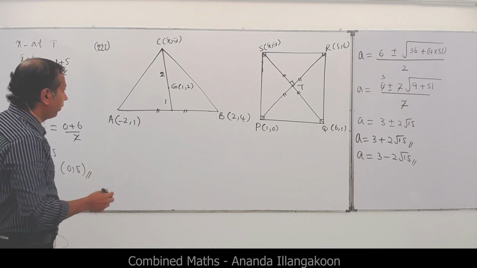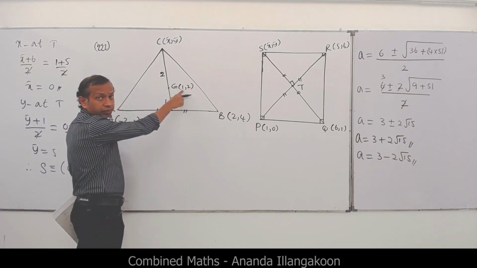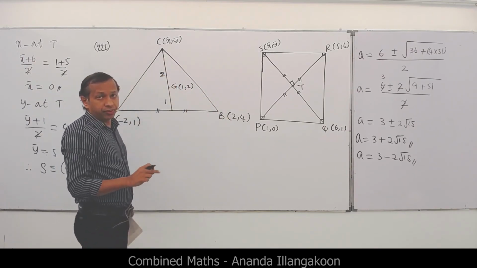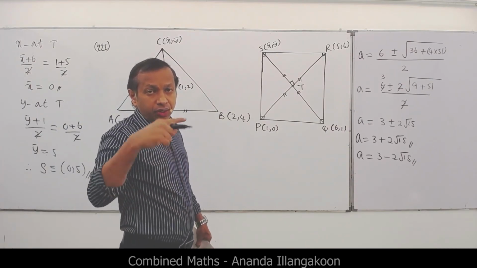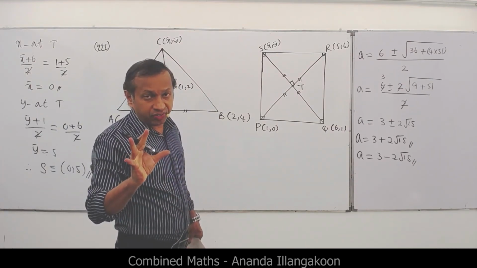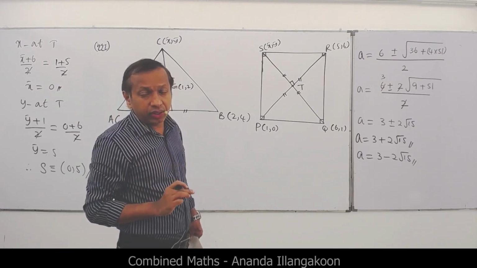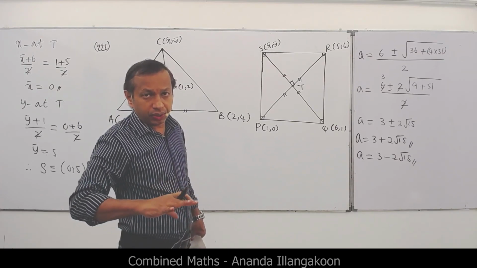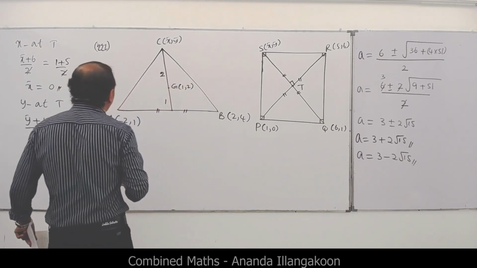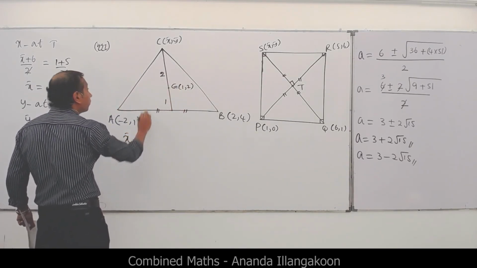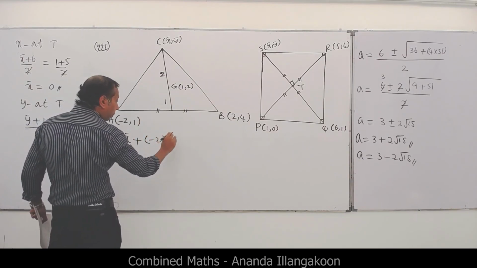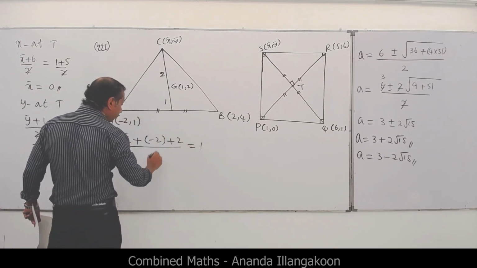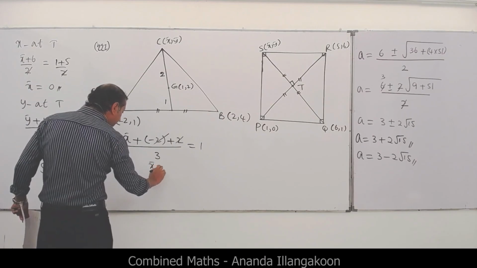You know, the x coordinate of the centroid is given by the sum of the x coordinates of the 3 vertices divided by 3. That means adding the 3 x coordinates of the 3 vertices and dividing by 3, we get the x coordinate of the centroid. That we proved in the class. So we can write x bar plus minus 2 plus 2 divided by 3 should be equal to 1. Then we get x bar as 3.